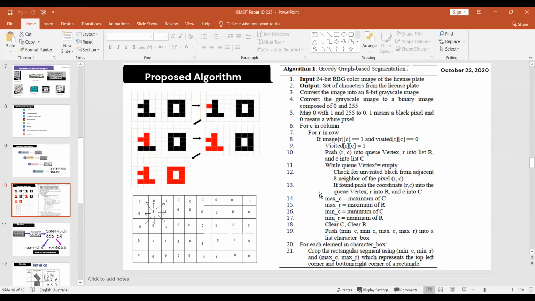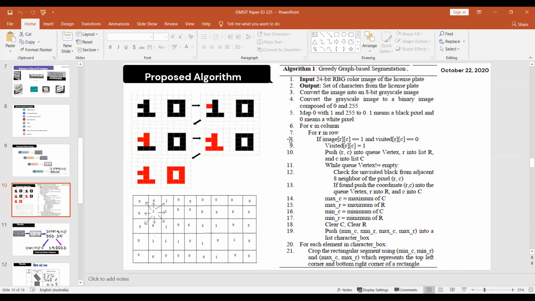So here is the complete algorithm we used for our research. Steps 1 to 5, I already described in the previous slide. From 6 to, I think, 19, this is the modified version of the BFS algorithm. On the left side, we have two pictures. The top one is the binary image, which has the number in black and a white background. And the bottom one is a two-dimensional matrix, which has the mapping 0 to 1.